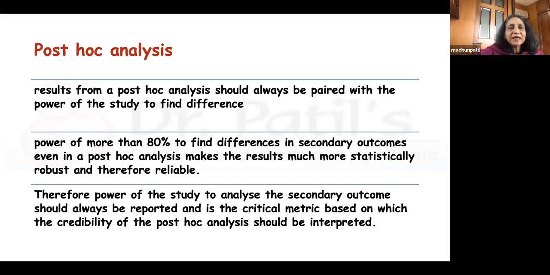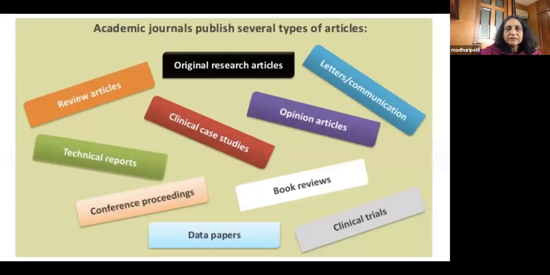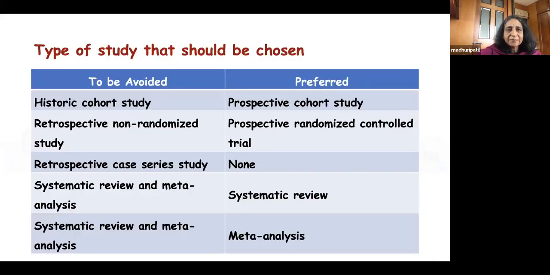Fine. So then I'll go to today's topic, and that is how do we write a scientific paper, and what are the reasons for the rejection of a paper. We know that we can publish several types of articles in academic journals. They could be original articles, review articles, case studies, technical reports, opinion articles, or a letter to the editor. We also have certain journals which publish conference proceedings, data papers, as well as clinical trials. So it is very important for us to choose the type of study.